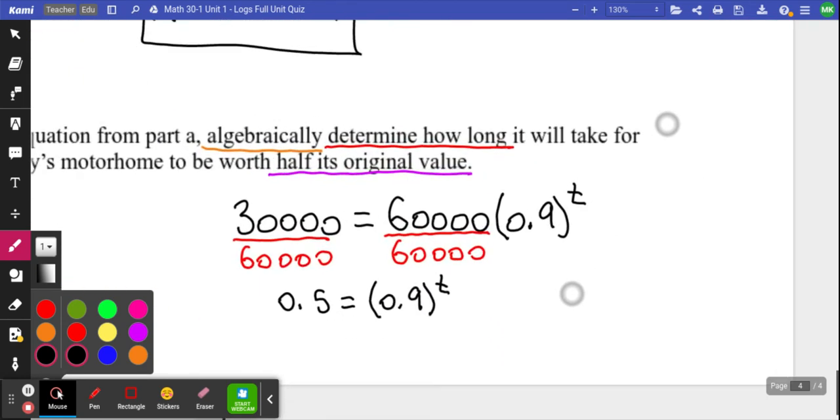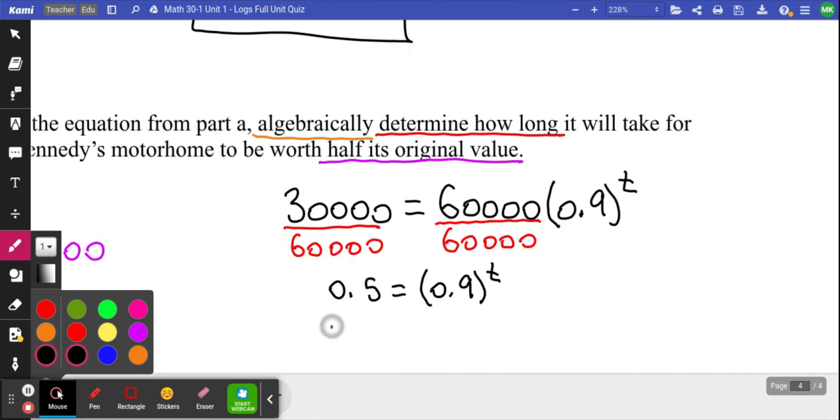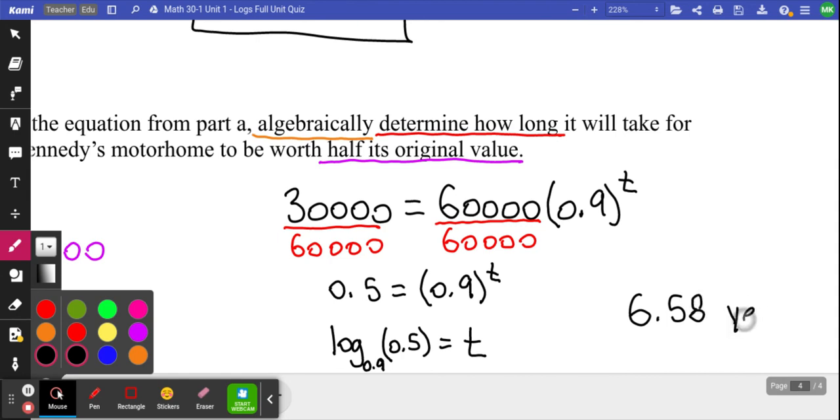To solve for an exponent, we change this into a log. So I have log, base of the power is base of the log, 0.9. Other side becomes the argument, 0.5. And the exponent is now by itself. You put that in your calculator, and you get 6.58 years is how long it would take.